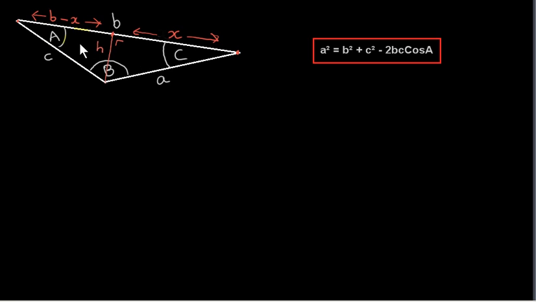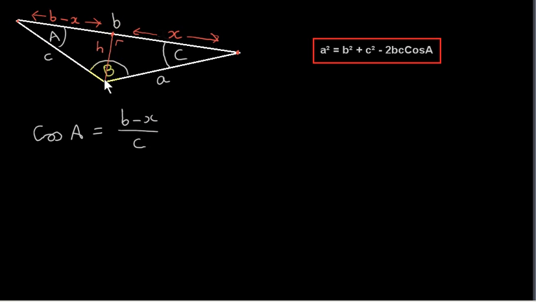First of all, let's look at cos of A. That's going to come into this version of the cosine rule. Well, if we look at this right-angled triangle here, we can see that the cos of A is the side adjacent to A. Now, the side adjacent to A is b minus x. And the hypotenuse of this right-angled triangle is this side here, small c.